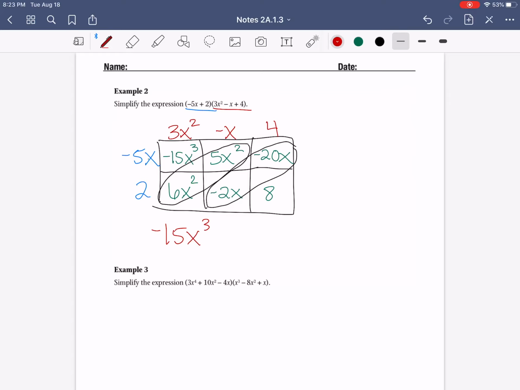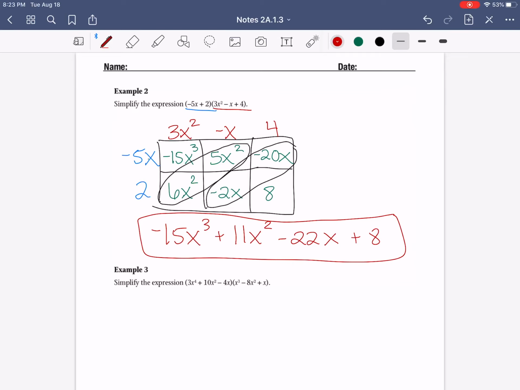You're adding these, combining like terms, you're adding them together. So if you have 6x squareds here and 5x squareds here, then that means you have a total of 11x squareds. Negative 20x minus 2x, they're both negative, so you add them together and keep it negative, negative 22x, and then your constant is an 8 at the end.